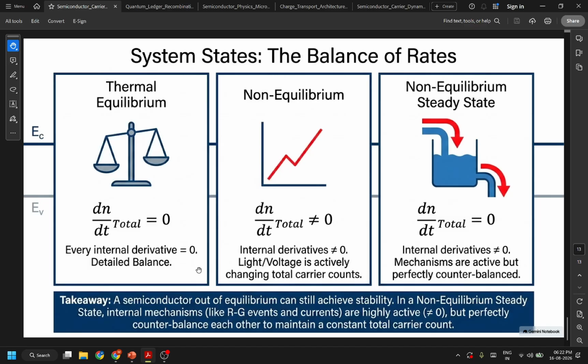So each mechanism is not internally counterbalanced but counterbalanced by different methods. Like RG, so recombination and generation are not counterbalancing each other, but they are counterbalanced by the incoming current or any other third external force. So the takeaway is that a semiconductor out of equilibrium can still achieve stability. In a non-equilibrium steady state, the internal mechanisms like RG events and currents are highly active, they are non-zero, but perfectly counterbalance each other to maintain a constant total carrier count.